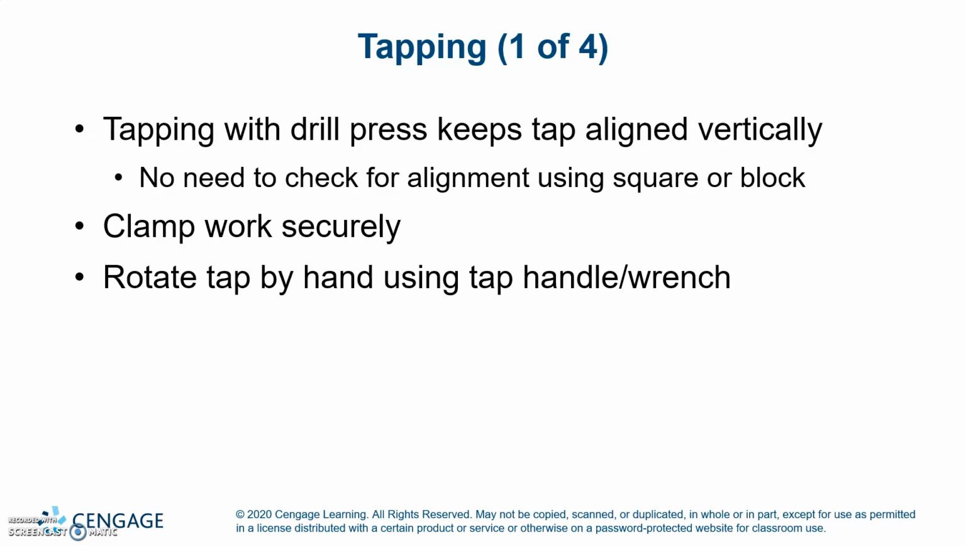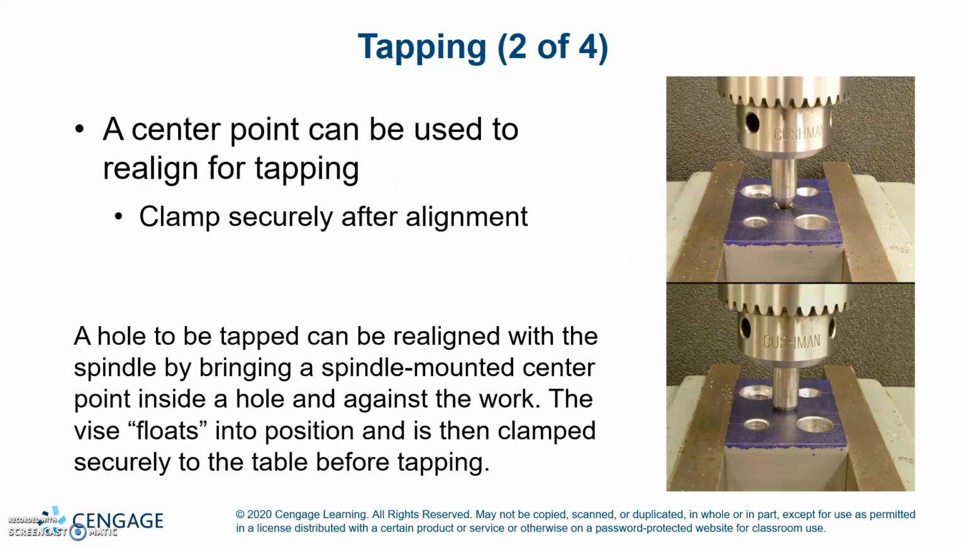Tapping. Tapping with a drill press keeps the tap aligned vertically. No need to check for alignment using a square or block. Clamp work securely. Rotate the tap by hand using a tap handle or wrench. A center point can be used to realign for tapping.